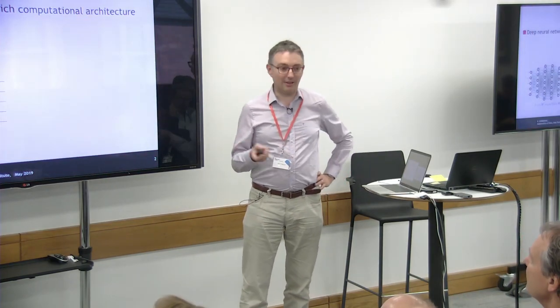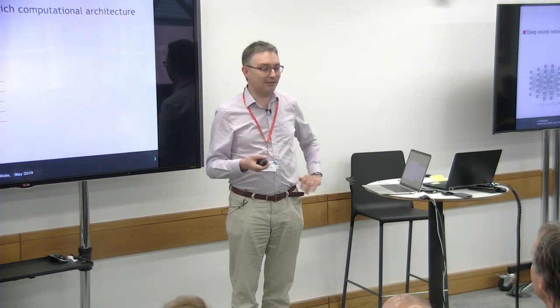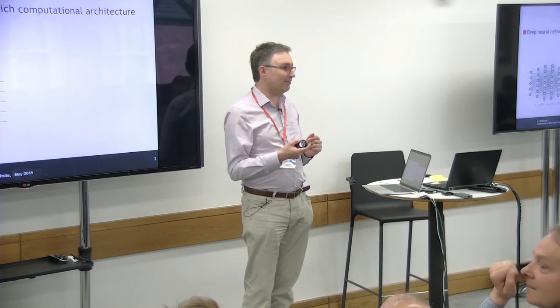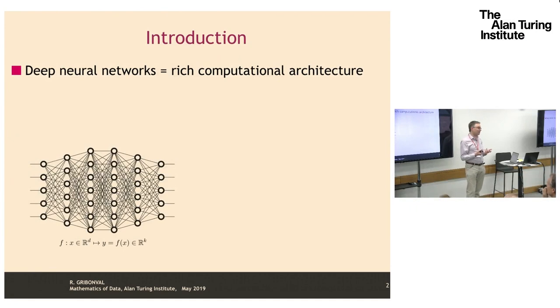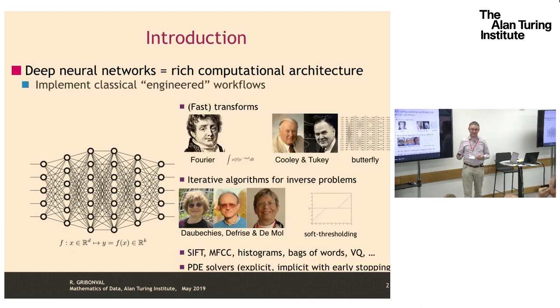I would start by recapping what's the landscape. A way of thinking about deep networks is primarily, I think, in terms of computational architecture. So it's a computational architecture that's very rich. That's so rich, indeed, that we can revisit a number of existing workflows, existing frameworks, and re-express them in terms of networks.